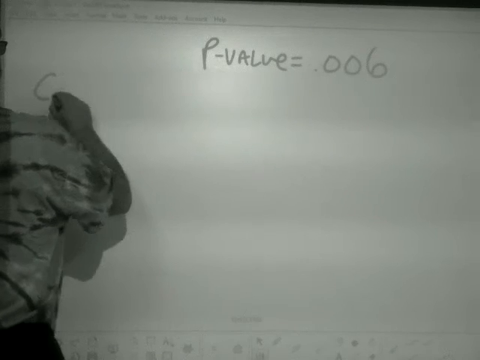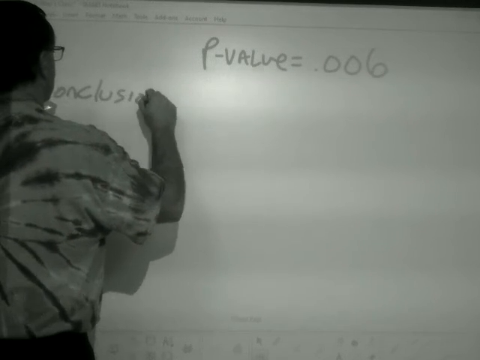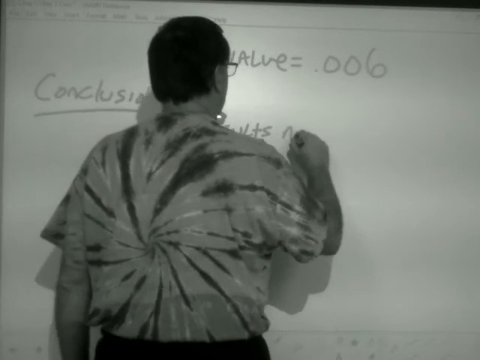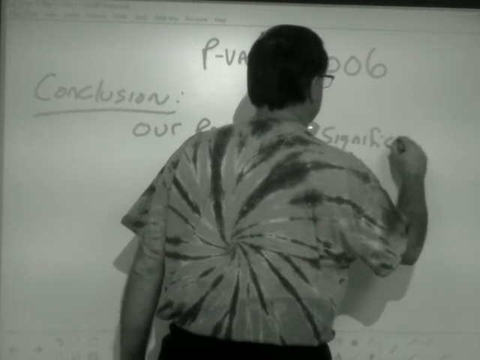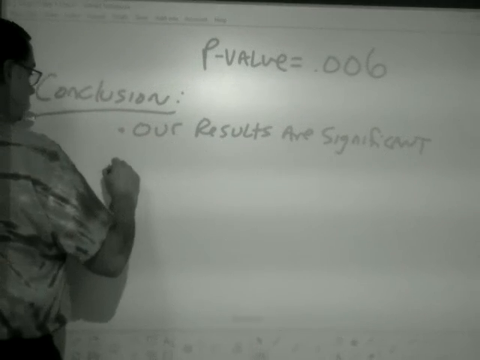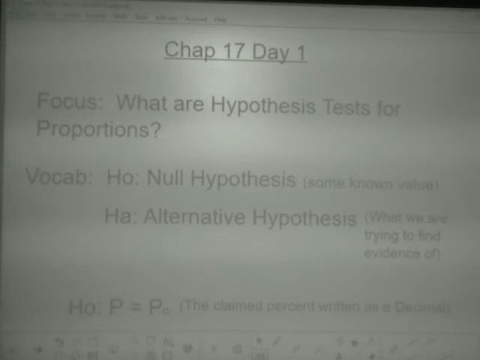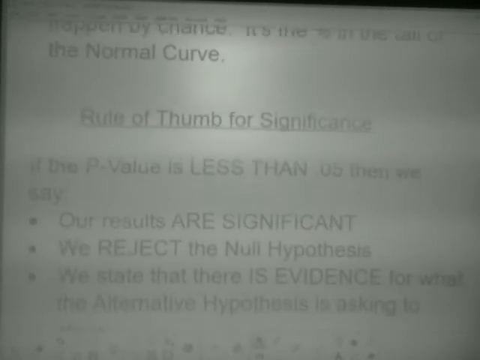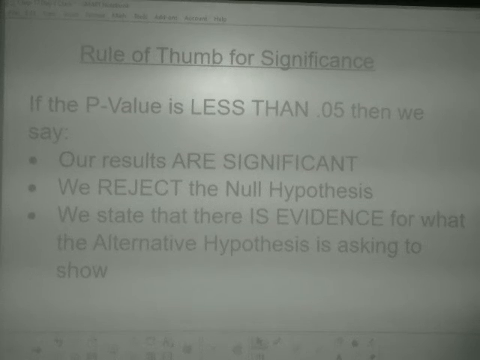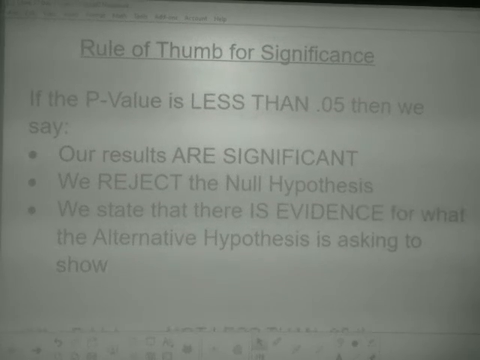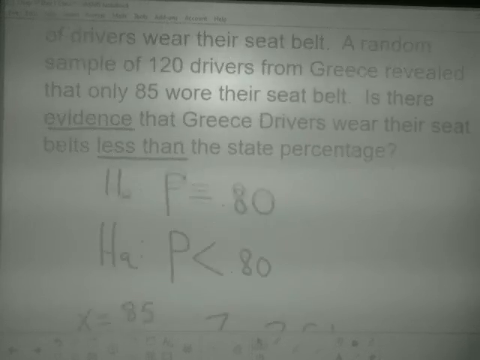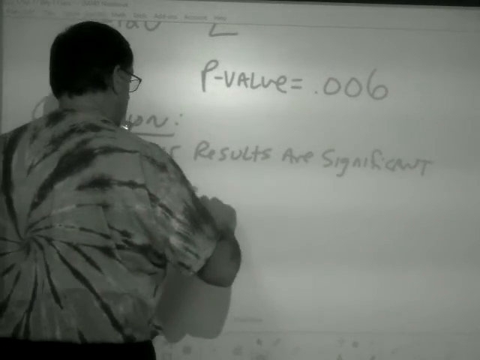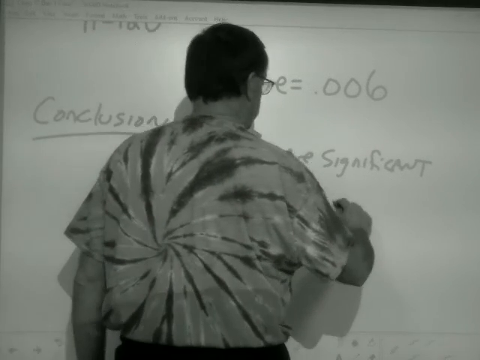So, conclusion. Our results are significant. I'm going to write that right out. Second thing: we reject the null hypothesis. And then we state there is evidence for whatever the alternative is asking. The conclusion should be 3 bullets. Our results are significant. We reject the null hypothesis.